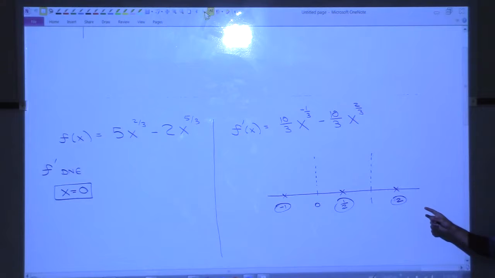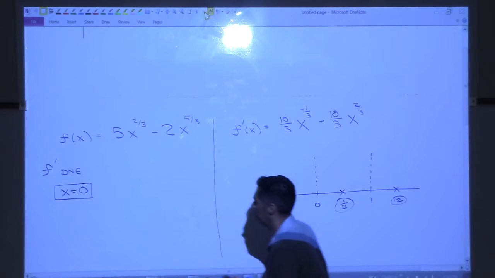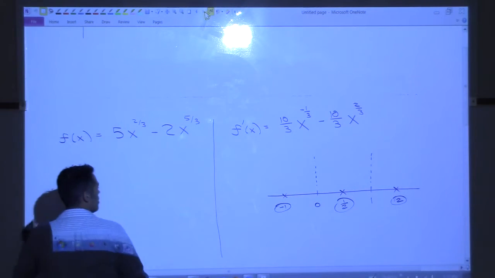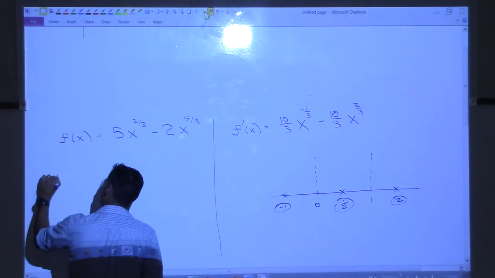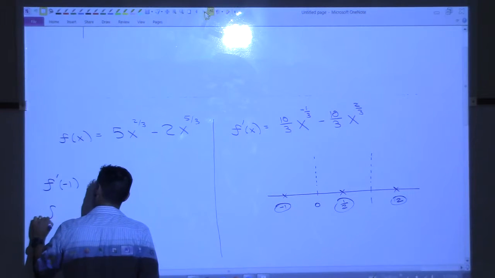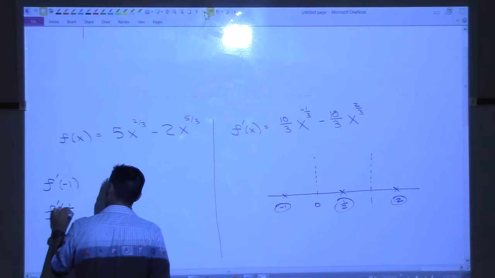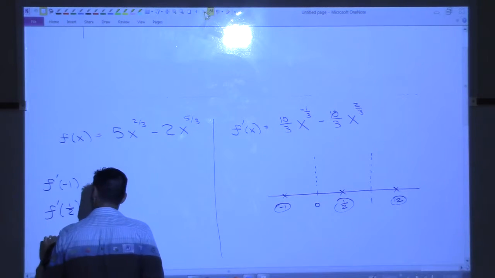Now these get plugged into the derivative, which I erased. Great, thanks. Good job. So into the derivative, I'm going to plug -1. Into the derivative, I'm going to plug in 1/2. And into the derivative, I'm going to plug in 2.